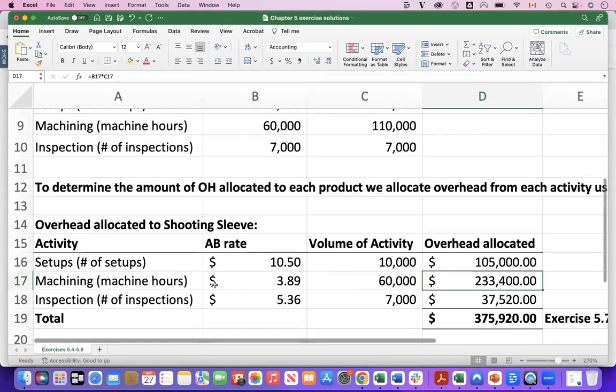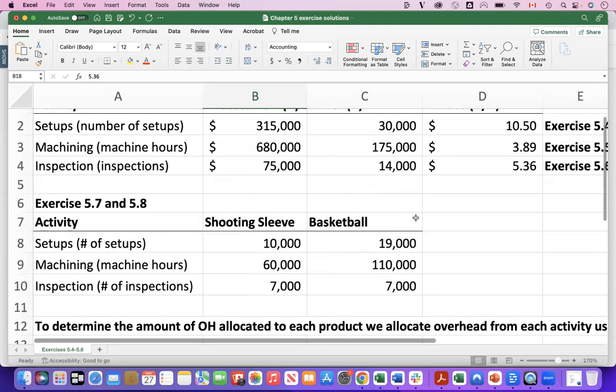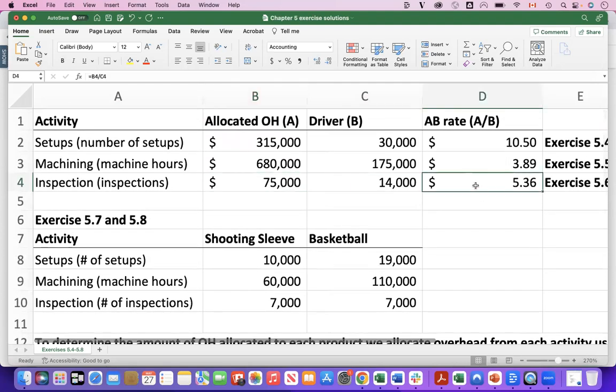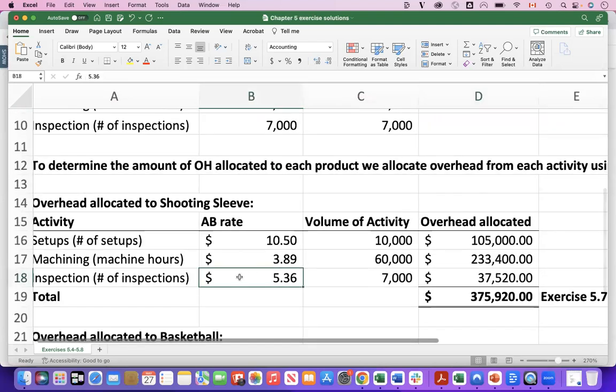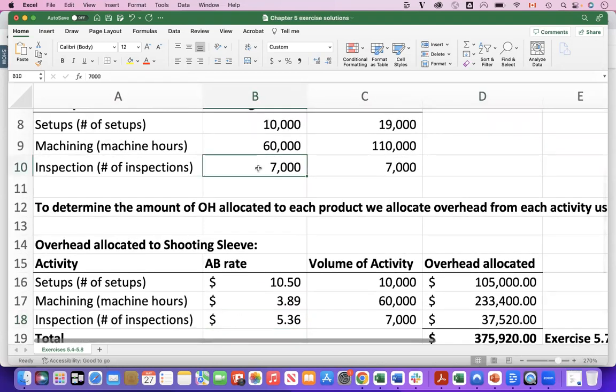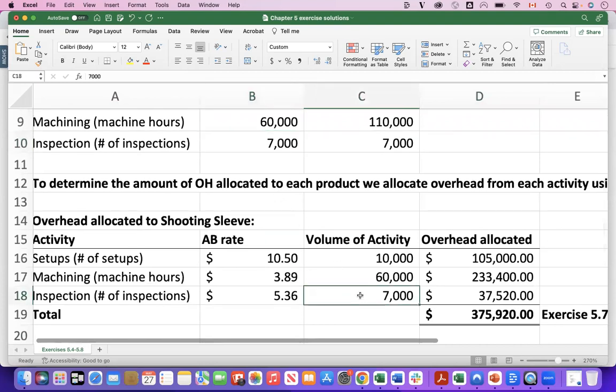Again, notice we're allocating overhead from each activity to the shooting sleeve. 3 activities, we're going to allocate 3 different overhead amounts, and then we'll ultimately add them up. Inspections, we calculated the inspections activity-based rate, this $5.36 per inspection. We take the $5.36, we multiply it by the number of inspections the shooting sleeve incurred, which was 7,000. We get overhead allocated from the inspection activity of $37,520.